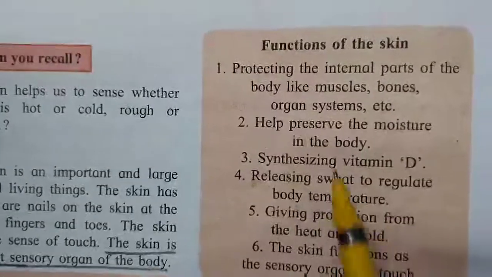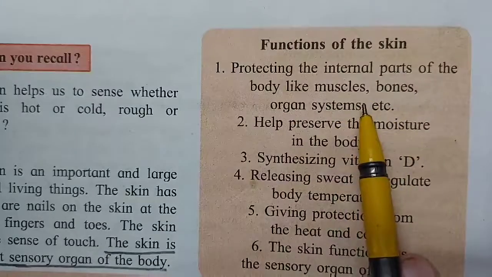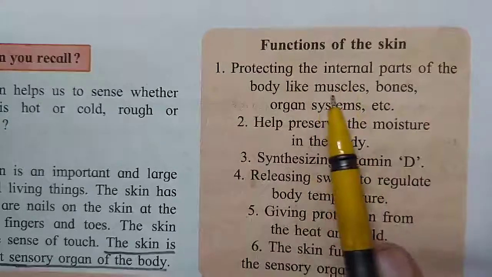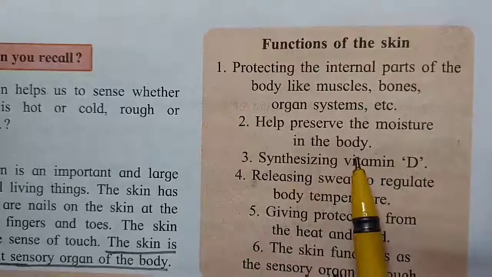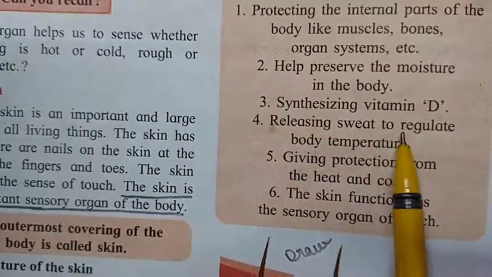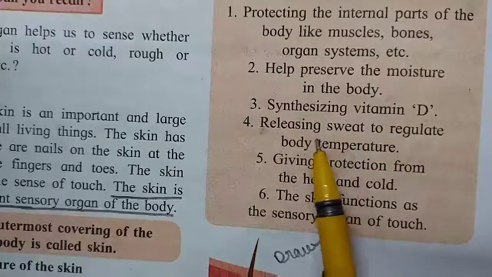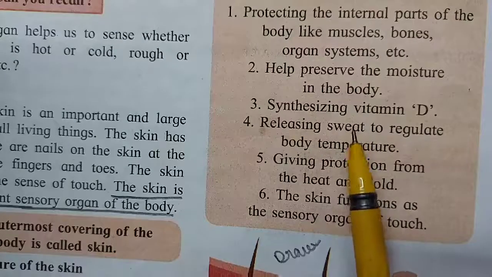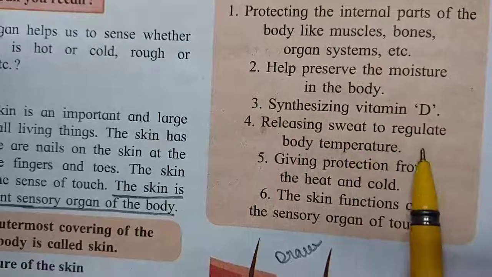Right, children? Now, the first point is it protects the internal organs, the cavities, the bones, the skulls, the heart, the brain, everything is protected by the skin. It helps to preserve the moisture, the water level in the body. Synthesizing vitamin D. Vitamin D, you know, we get from sunlight. So it helps to convert vitamin D and it mixes with the blood and it is very helpful for our body because it makes our bones strong.